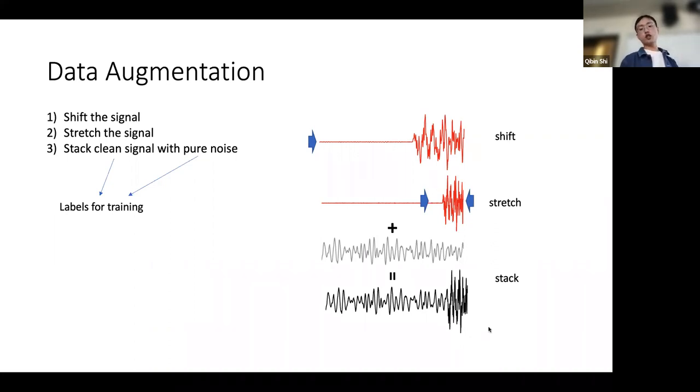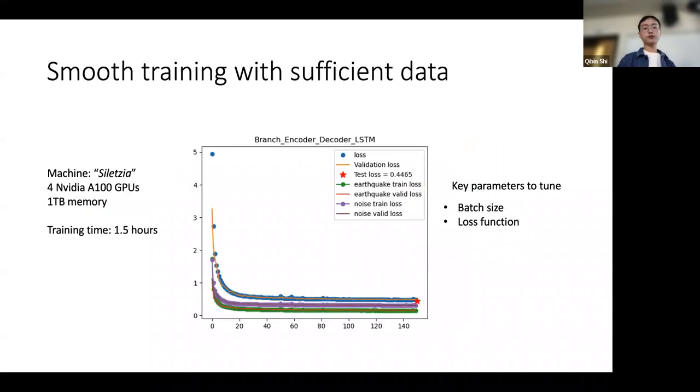And after stretching, we stack the pre-signal noise. We extract the noise from the time window before the P wave and make the same scale. We scale it up and then add it to the clean signal to make it noisy. So this black waveform is our man-made noisy waveform. We input this waveform and we have the clean label in red here. Then we can optimize this model to force it to make a good prediction on this training data.